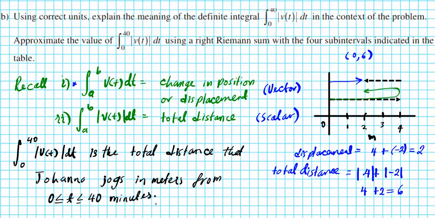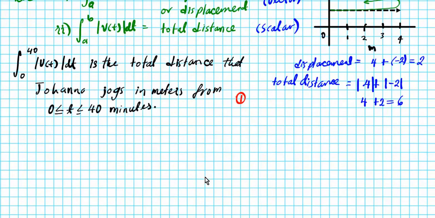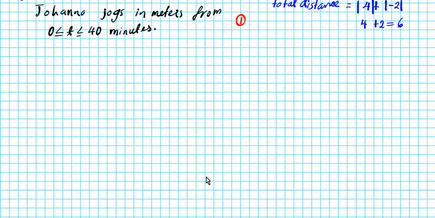Okay, so using the scoring guidelines, just writing this explanation correctly with the units, you earn yourself 1 point. This problem, you earn a total of 3 points. Okay, you get the other 2 points by doing the second part of the problem, which is approximating the value of the definite integral using your right rectangle approximation.